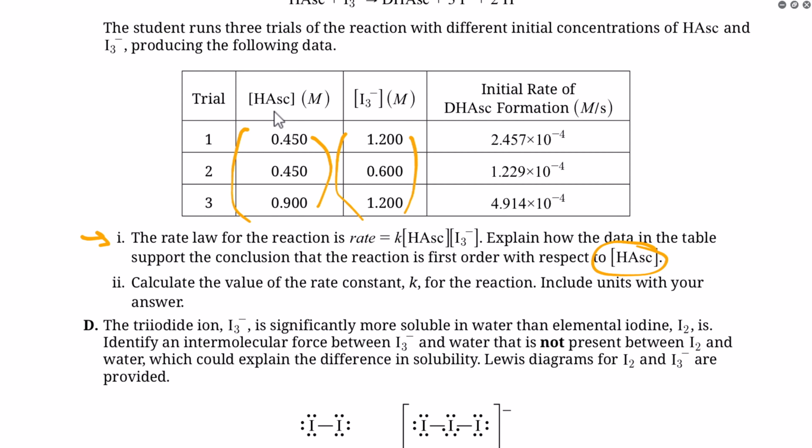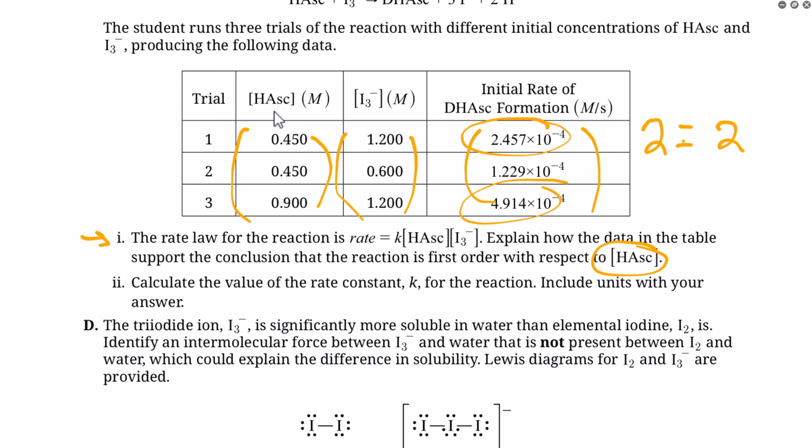The concentration of HASC changes by a factor of 2. And when I look at the rate, it also changes by a factor of 2. If you can't visualize that by seeing these 2 numbers, take the bigger number and divide it by the smaller number. So 4.914 times 10 to the negative 4th divided by 2.5457 times 10 to the negative 4th. And when we divide these values, we get 2.